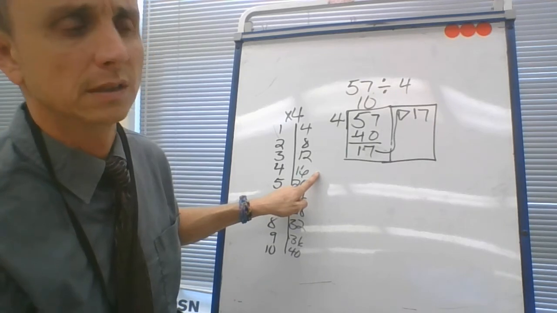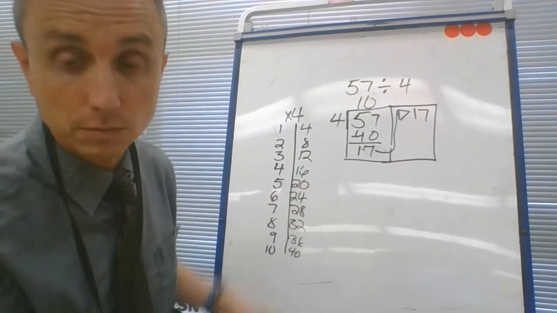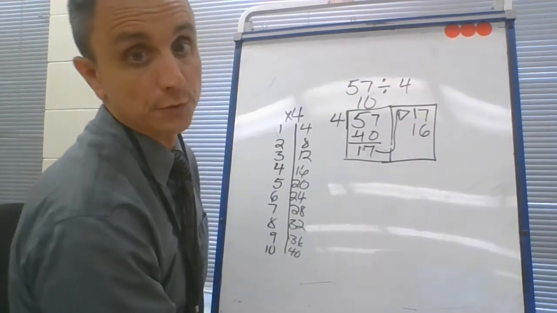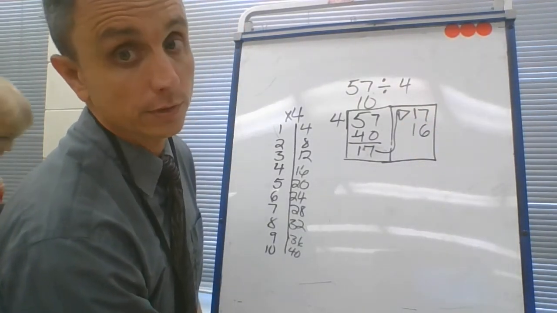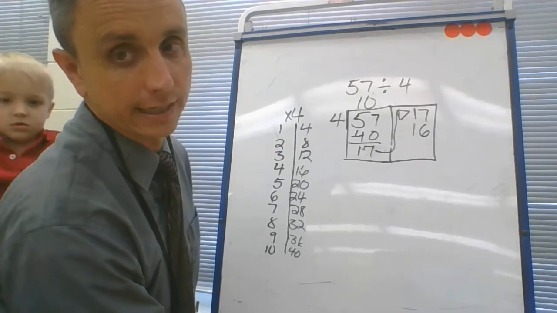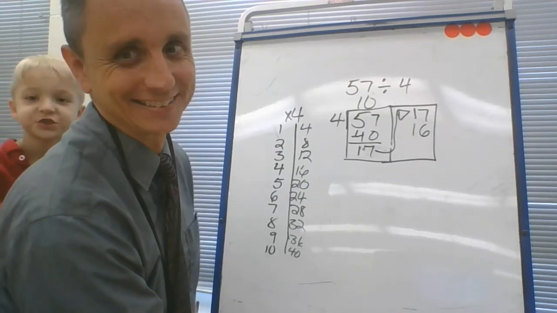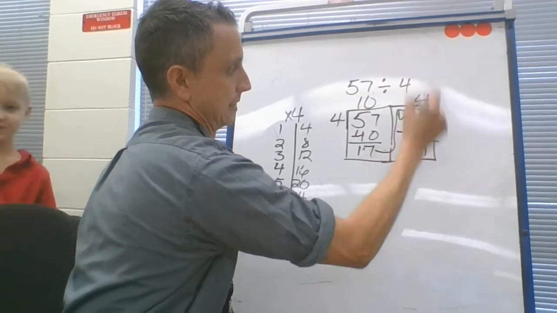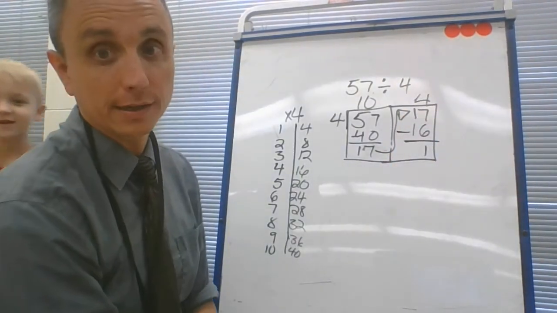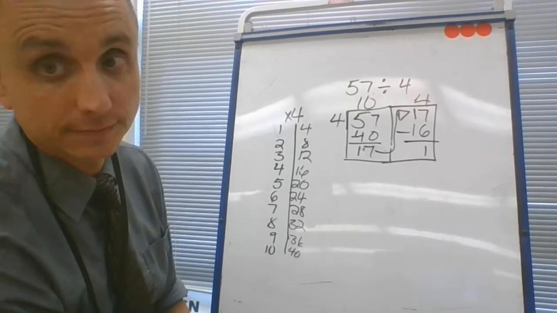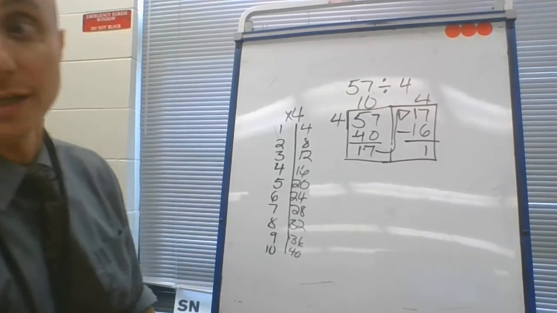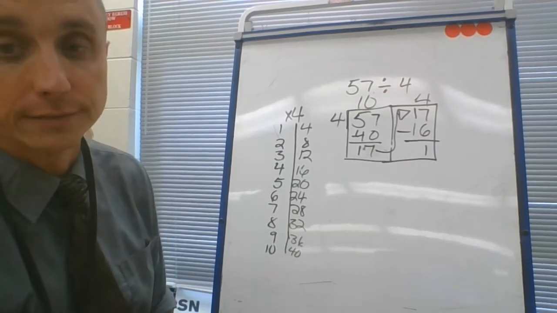It was the 16. So we're going to put that there. How many groups of 4 is 16? Well, 4 times 4 is 16. Subtract it and we get 1. Is 1 the smallest number? That's right. So that means 1 is the remainder.